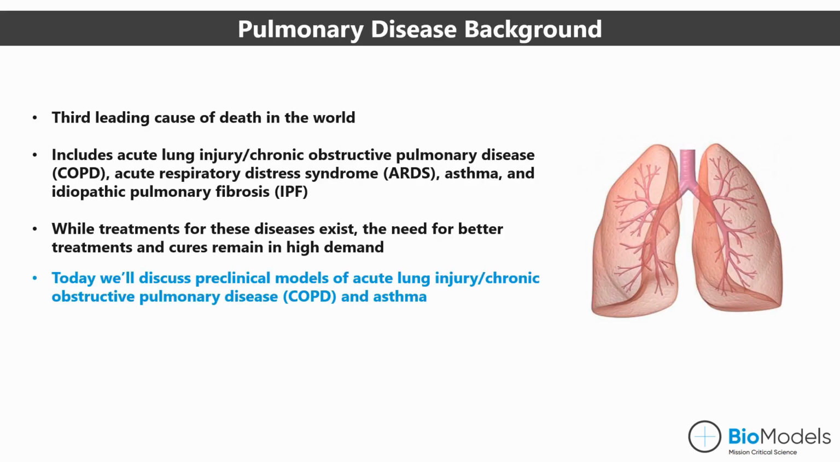I'd next like to transition to the pulmonary disease part of the talk. So we offer a number of pulmonary disease models, which I'll get into a bit further. Pulmonary disease is the 3rd leading cause of death in the world, and this includes diseases such as acute lung injury, COPD, acute respiratory distress syndrome, asthma, as well as idiopathic pulmonary fibrosis. And while treatments for these diseases exist, the need for better treatments and cures remain in high demand. And so today we're going to focus on a subset of these diseases and present data from models of acute lung injury and asthma.